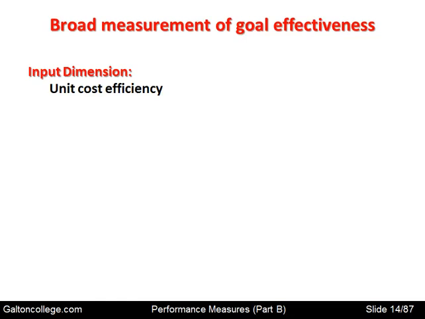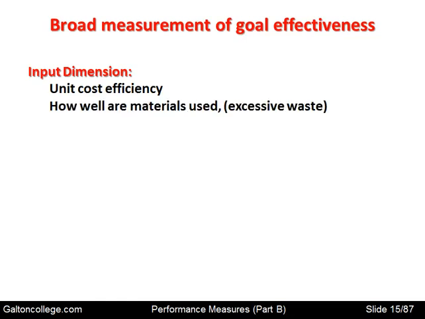But try to get some fix on the input dimension. Try to work out, as accurately as possible and as efficiently as possible, the unit cost of production. Try to work out how well materials are used. Look for waste to see if there are wastages in the system.